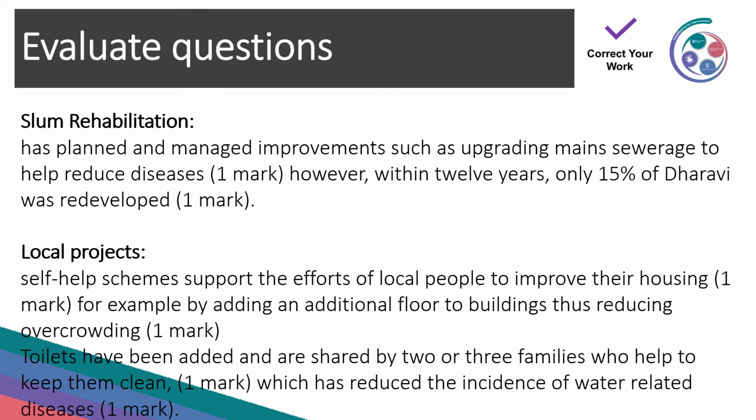So here's an example of this. For the first point about slum rehabilitation, it says there's been planned and managed improvements such as upgrading main sewers to help reduce the incidence of diseases. In this case, we're looking at Dharavi in Mumbai. However, within the first 12 years of this, only 15% of Dharavi was redeveloped. So that's a clear evaluative comment on the success or lack of success of that strategy and how it's doing. Clearly, these evaluative comments are very much based on the city or the case that you're looking at.